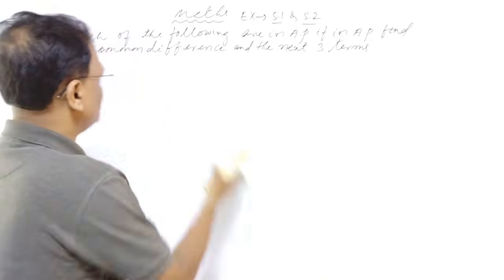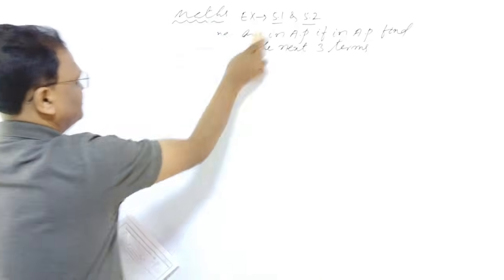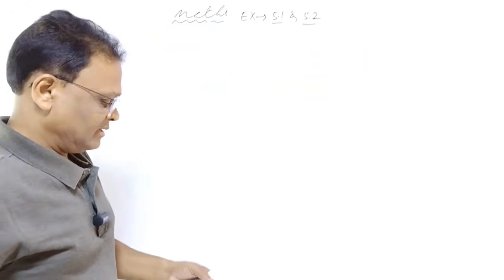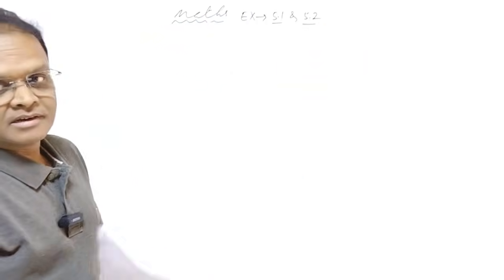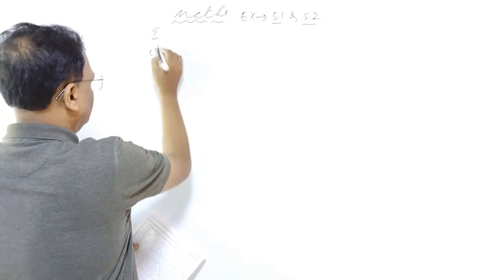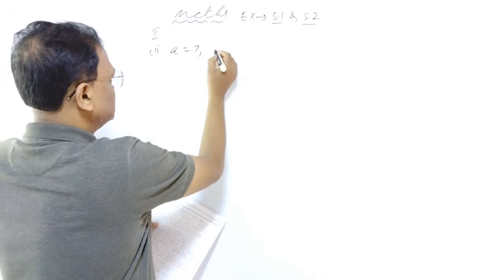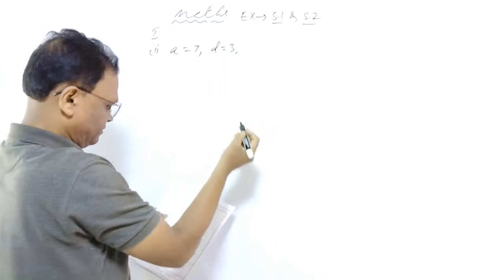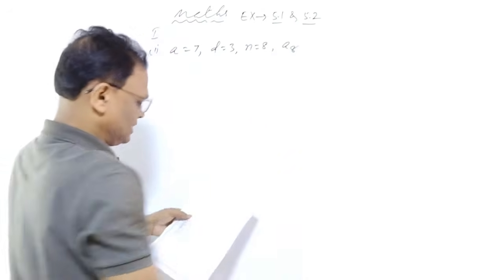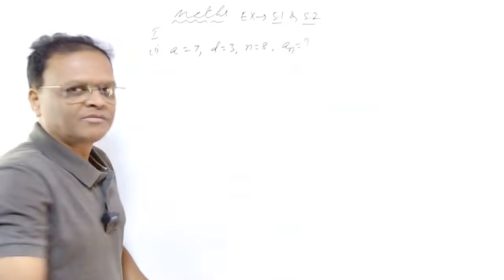Now from 5.2. The first one is very simple. He has given the data. He has given a, d, n and simply is asking what is a_n. The first one: a is given 7, d is given 3, n is given 8. Very simple, he is asking what is a_n. Just put the formula, get the answer.